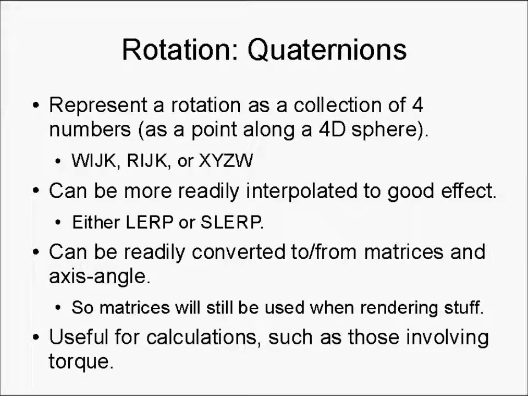Rotation, quaternions. Represent the rotation as a collection of 4 numbers, as a point along a 4D sphere. W, I, J, K, or X, Y, Z, W can be more readily interpolated to good effect, either LERP or SLERP. They can be readily converted to and from matrices and axis-angle. So matrices will still be used when rendering stuff. Useful for calculations, such as those involving torque.